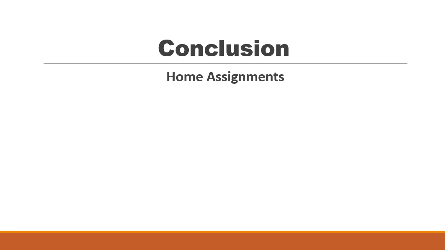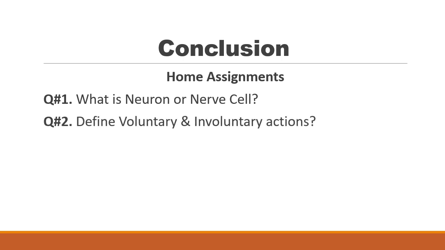Now, it's time for your home assignments. Please note it down. My first question is, what is a neuron or nerve cell? Now students, you have to draw the diagram of a neuron or nerve cell, which is the basic and fundamental structure of our nervous system. How many parts does a neuron or nerve cell have? My next question is, define voluntary and involuntary actions. You can write down the definition of voluntary and involuntary actions, and then discuss different voluntary actions which you perform and different involuntary actions which you perform in your daily life.